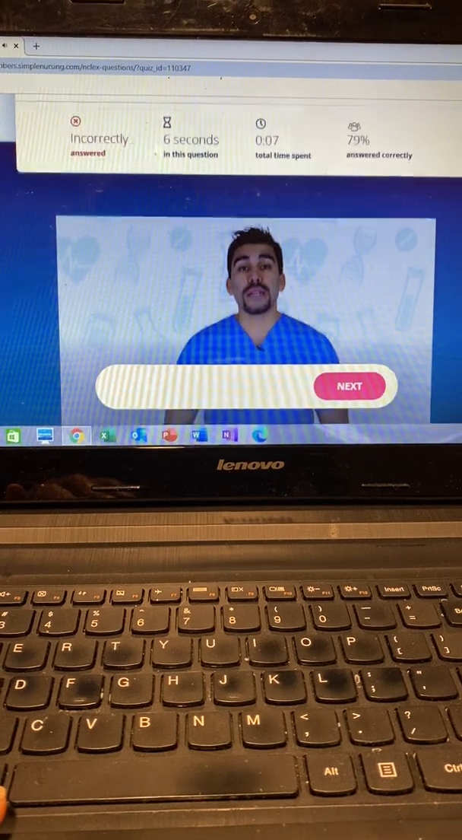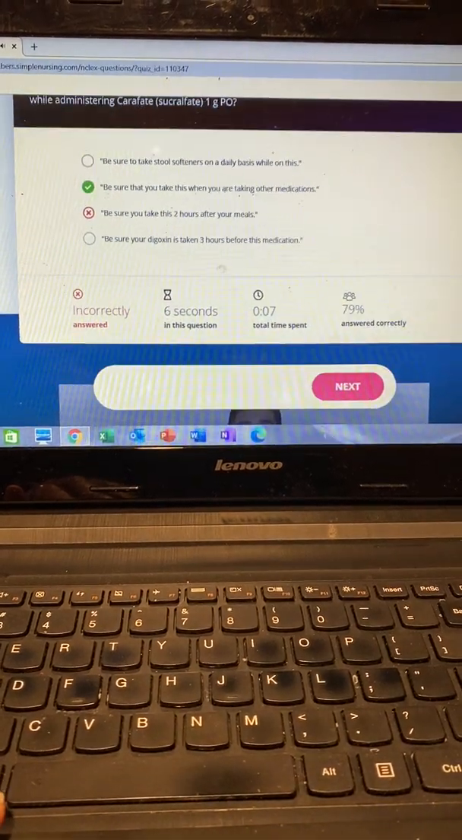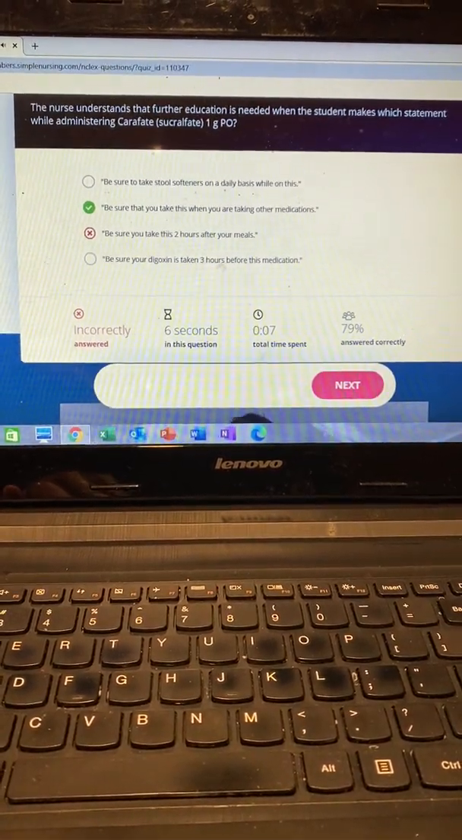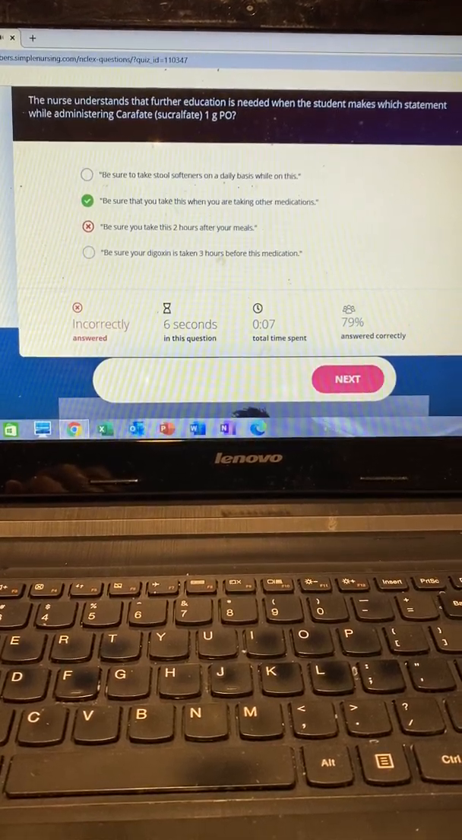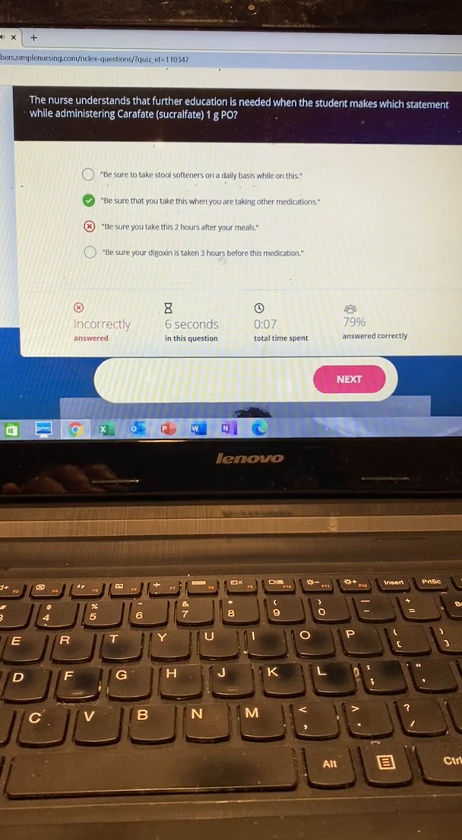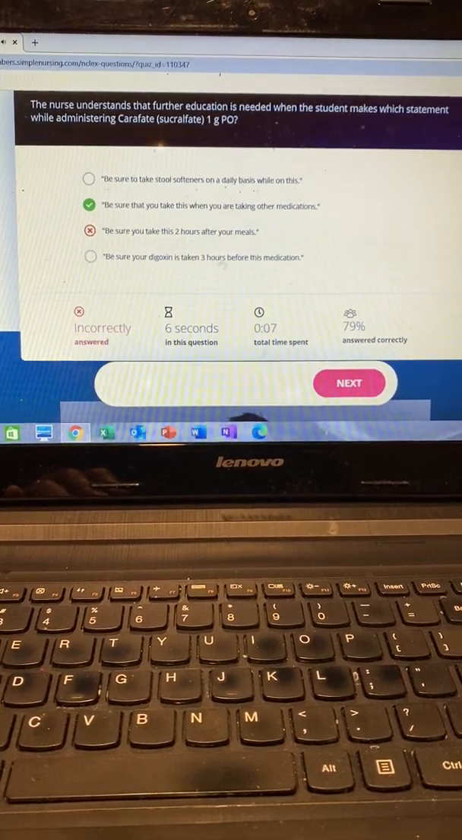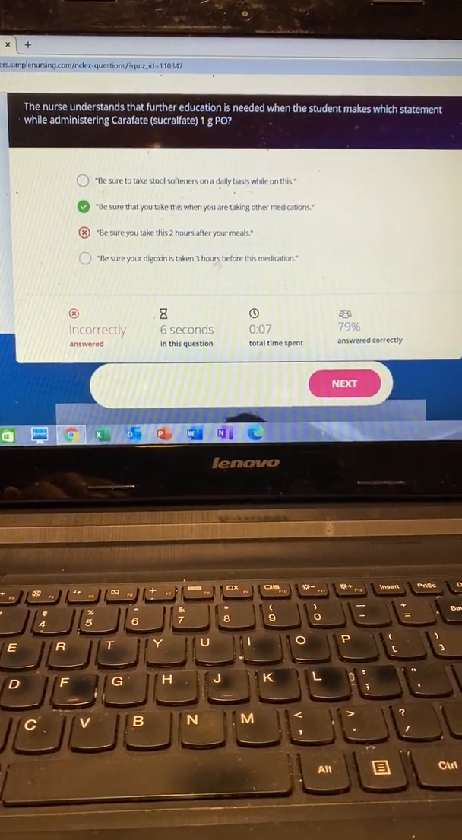So option number 1 is incorrect here. The medication can actually cause constipation. Now option number 2 is the most correct because, guys, we don't take it with other medications because it's going to block or compete for absorption here.